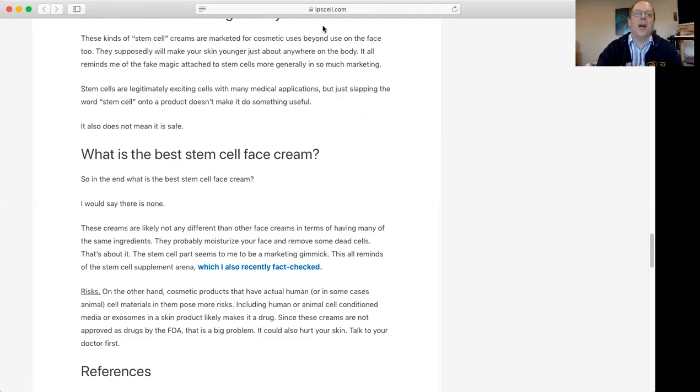So with that, I'll go ahead and stop sharing the screen. I personally would not use a stem cell face cream. I'm getting older myself, but the only thing I think would be useful, as I said, is probably sunscreen. So I'm going to wrap it up there.